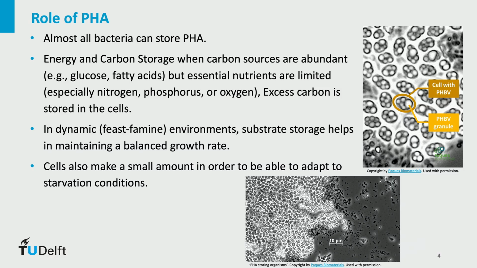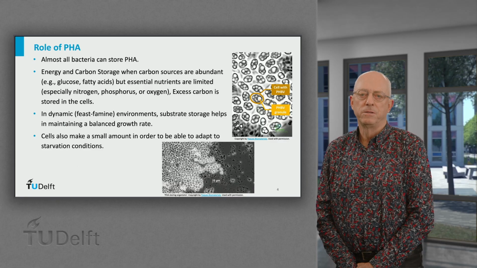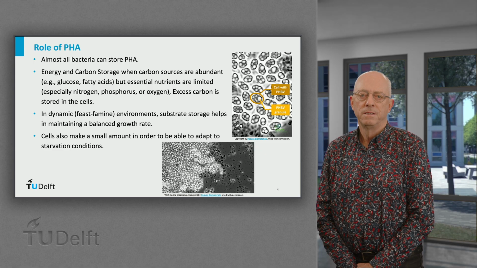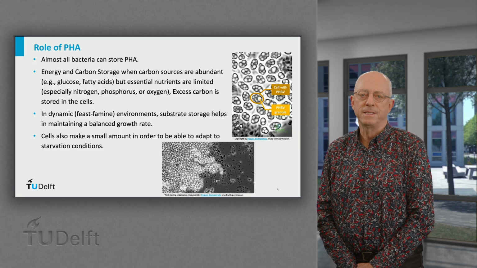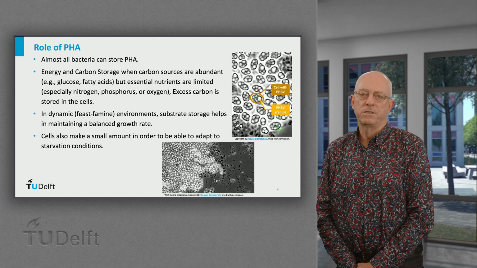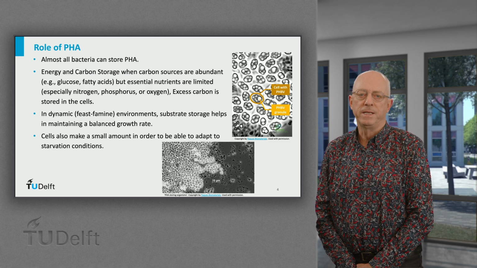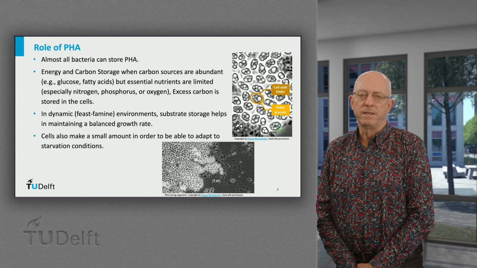Almost all bacteria have the ability to store some amount of PHA. They typically do this when growth is limited, for example when there's plenty of carbon available but essential nutrients like nitrogen or phosphorus are missing. In that case, bacteria cannot use the carbon compound for growth, so they store it inside the cell as PHA. It acts as a carbon and energy reserve, ready to be used later when conditions improve.